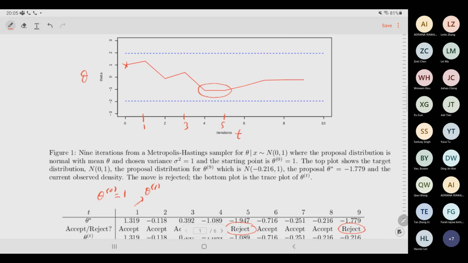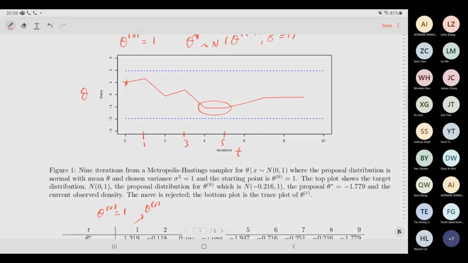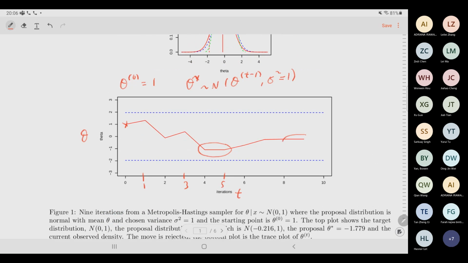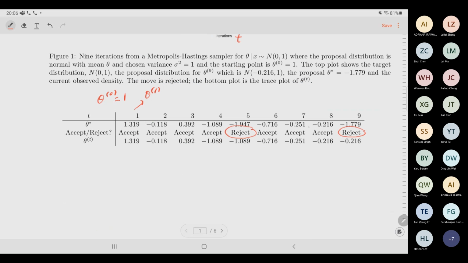Okay, actually, if you look here, there's a very small change. But from 8 to 9 there is no change, and actually from 7 to 8 there is a change. You can see in the table. From 7 to 8 there is a change, but the value of theta star is very close, 0.251 and 0.216. So that's why in the plot it looks like a flat line, but it's not. There is actually a change from 7 to 8, but it's a very small change.